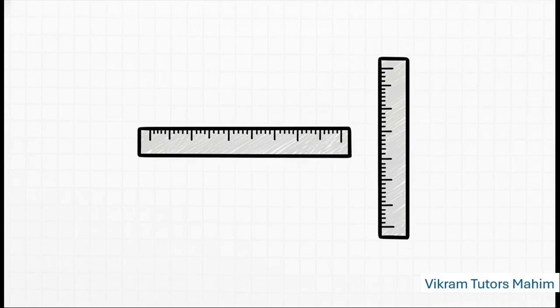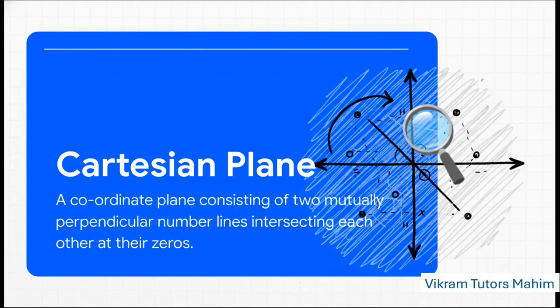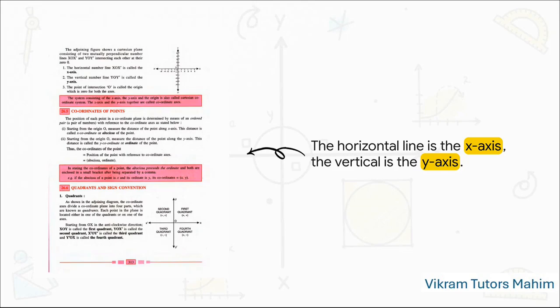Okay, so let's build this map. All we need to start are two simple number lines. And when those two lines cross, they create this two-dimensional surface we call the Cartesian plane. All right, here's our map. The horizontal line is the x-axis, the vertical is the y-axis.